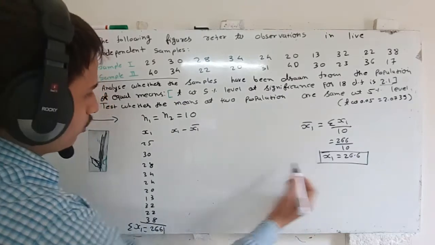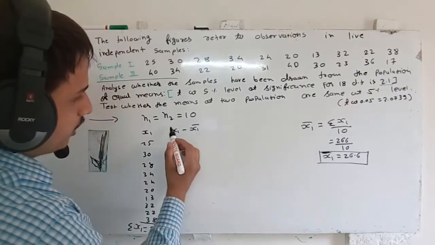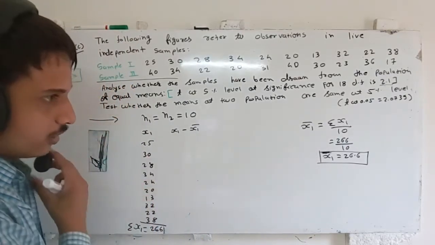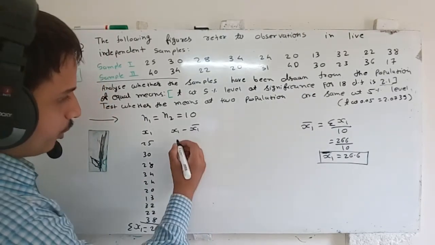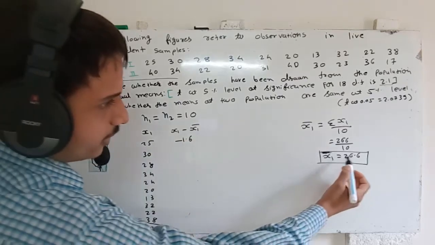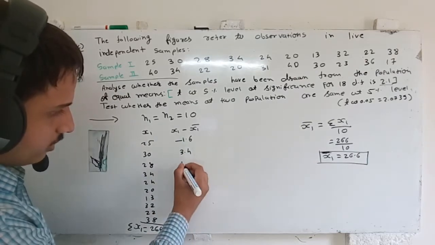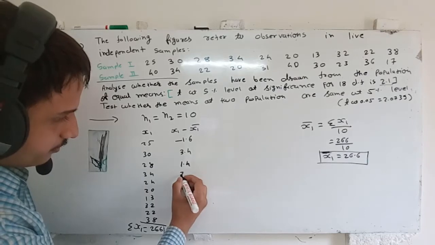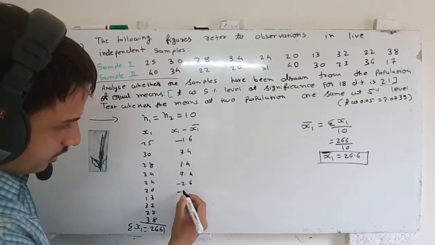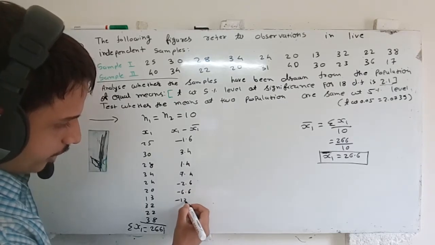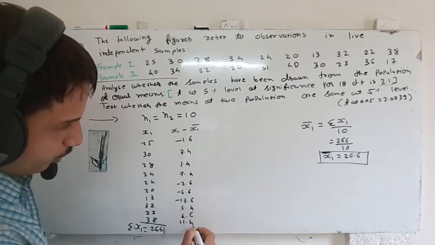This is the mean value for sample number 1. Now after getting this value, we will subtract this value, that is x1 bar, from all these values of x1. So here 25 minus 26.6 will be negative 1.6. 30 minus 26.6 will be 3.4. So likewise I have calculated this entire column. This is minus 2.6, negative 6.6, negative 13.6, 5.4, 4.6 and 11.4.